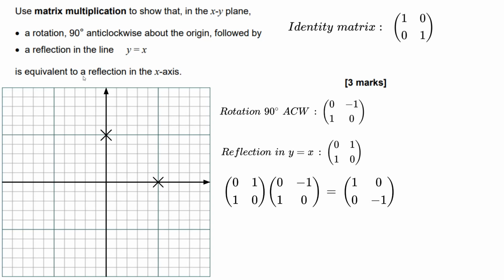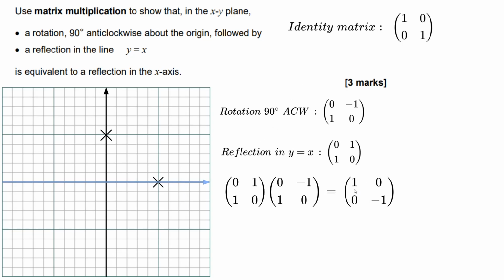And it's saying this is equivalent to a single reflection in the x-axis. Now, you could just put an equal sign and say E equals reflection in the x-axis, and you'd get all 3 marks. But I'm going to show you what they mean by this. So let's get out our grid again. Let's draw in the reflection. Let's draw in the x-axis here.